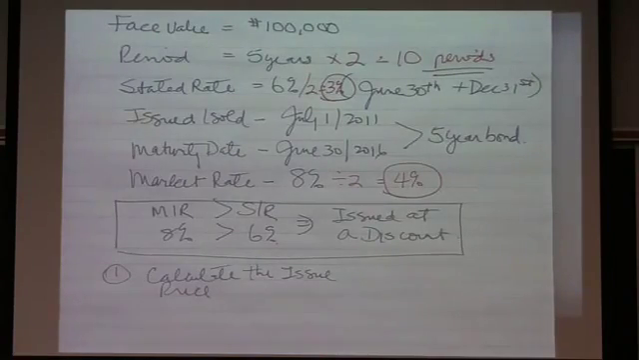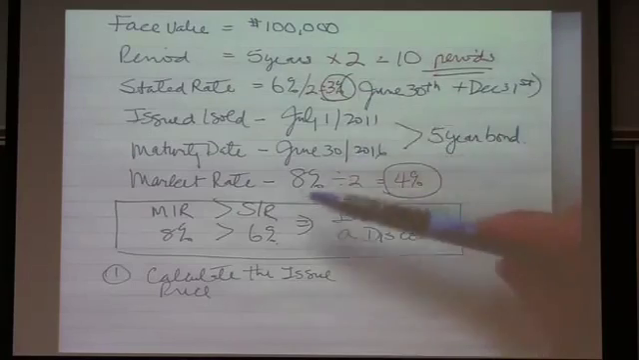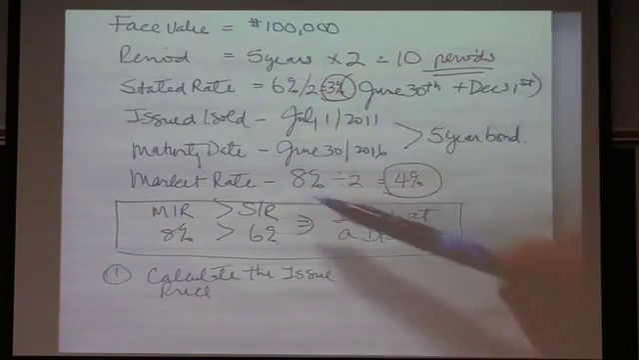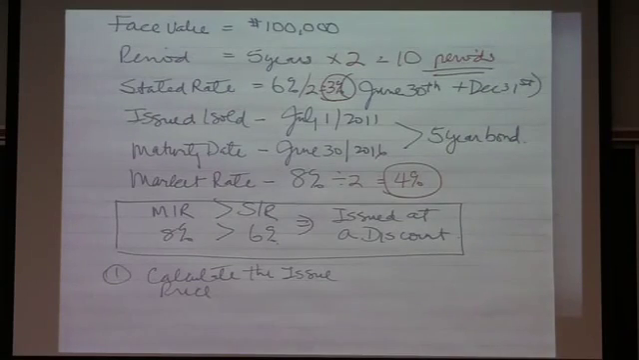Now, if the stated rate was 8% and the market rate was 8%, then you know that when you calculate the issue price, it's going to be issued at par, at face value. But because the rates are different, we need to calculate what would be the price that a typical investor would be willing to pay for these bonds, because the interest is less than the market rate.